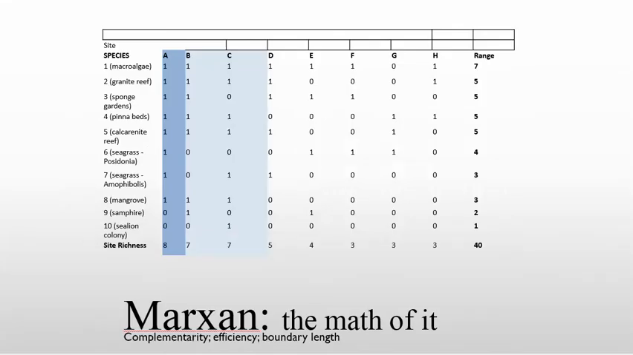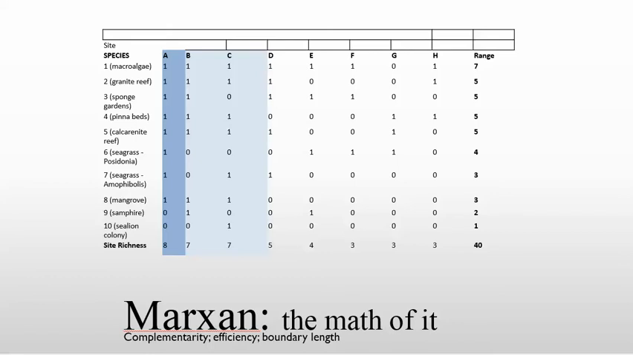And so here's a diagram or a table from, I think, the MARXAN tutorial, and it shows the problem fairly simply, that if you had a suite of 9 or 10 different species down the rows, and you had a suite of sites A through H, you can document how many species or targets of conservation are in how many sites.